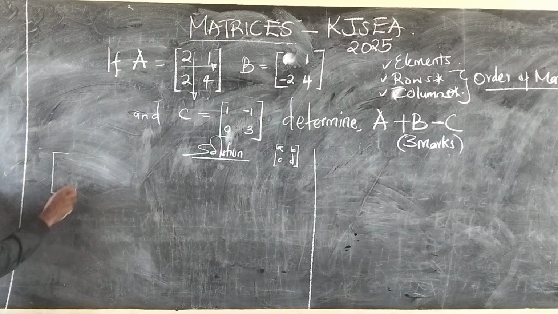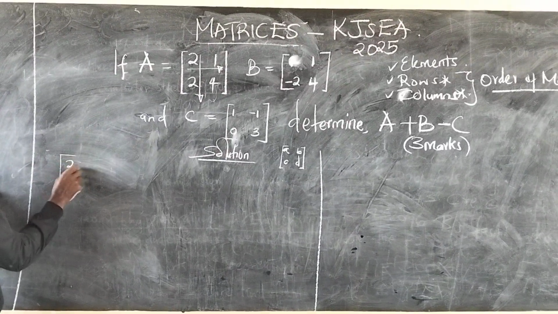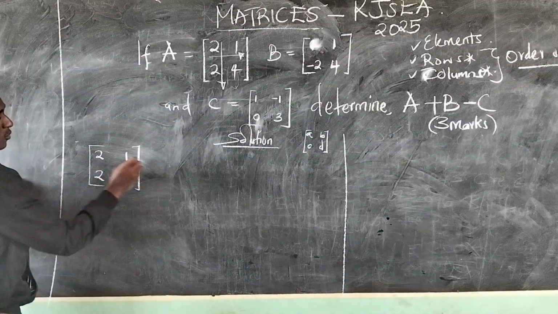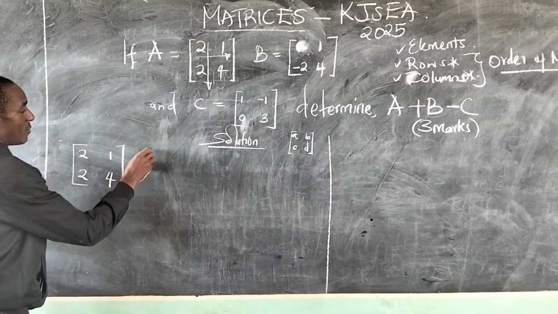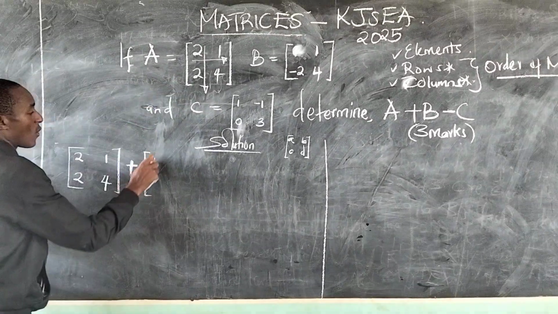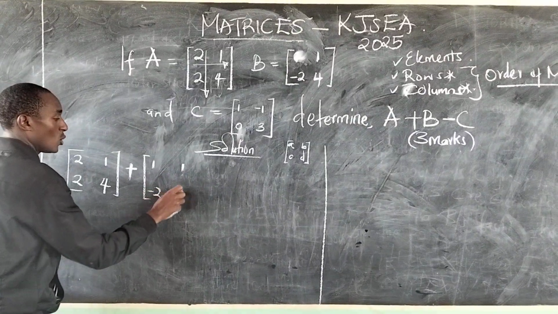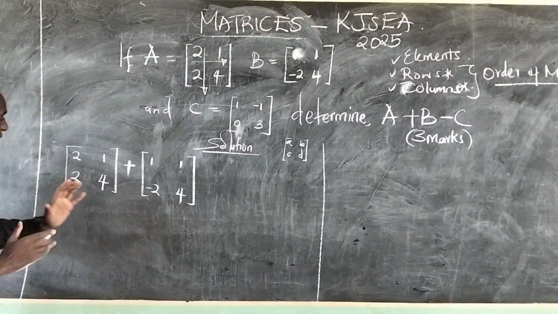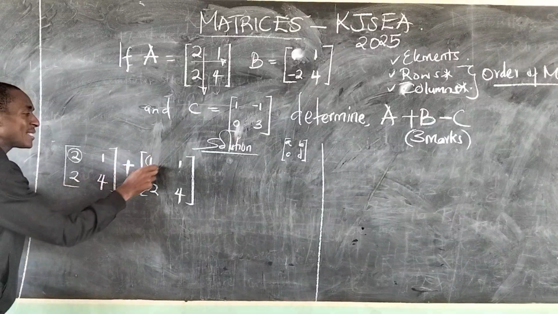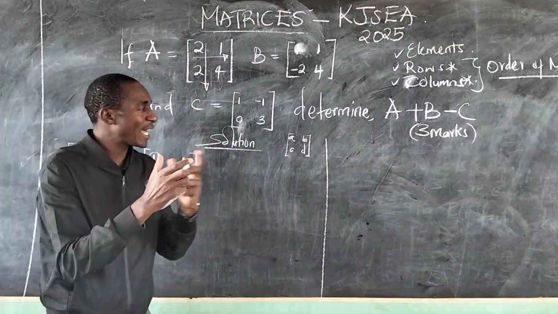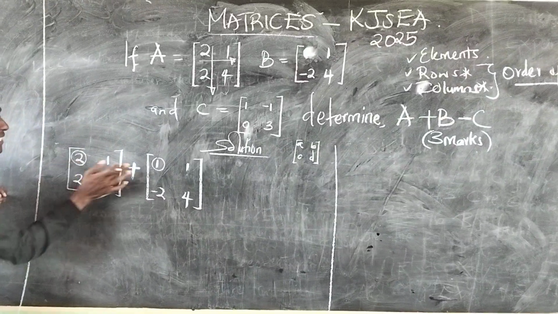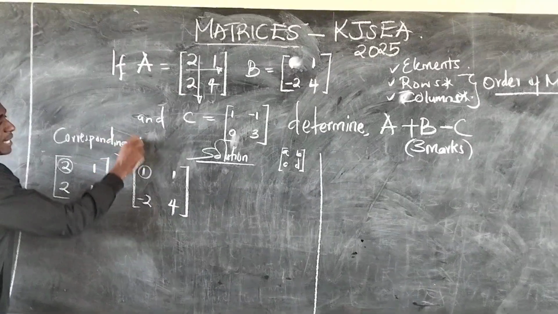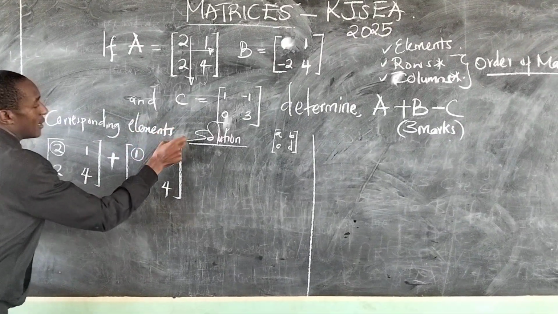We do the matrices A and B, we add them. 2, 1, 2, 4, that is A. We add the matrix B, 1, 1, -2, 4. We start by addition, just like BODMAS. So in addition, we are adding the corresponding elements of matrices of the same order. That is what we're going to do.